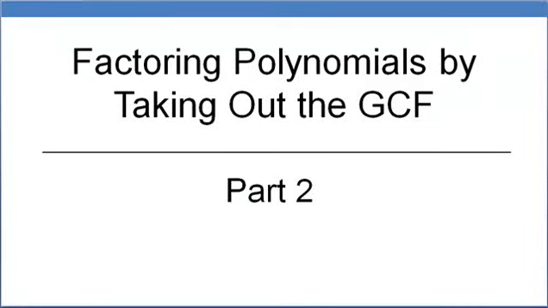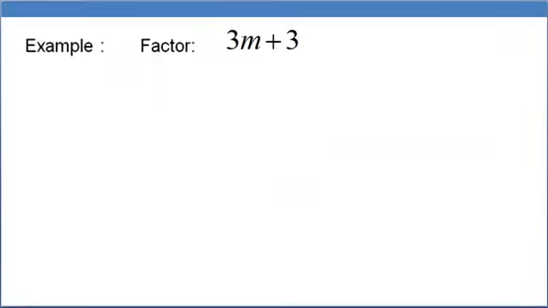Factoring polynomials by taking out the GCF, Part 2. So factor 3m plus 3. First step is to find the GCF, which is going to be a 3.